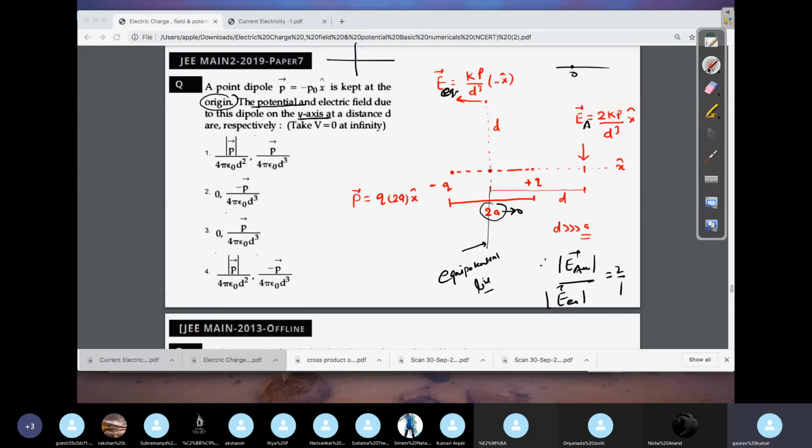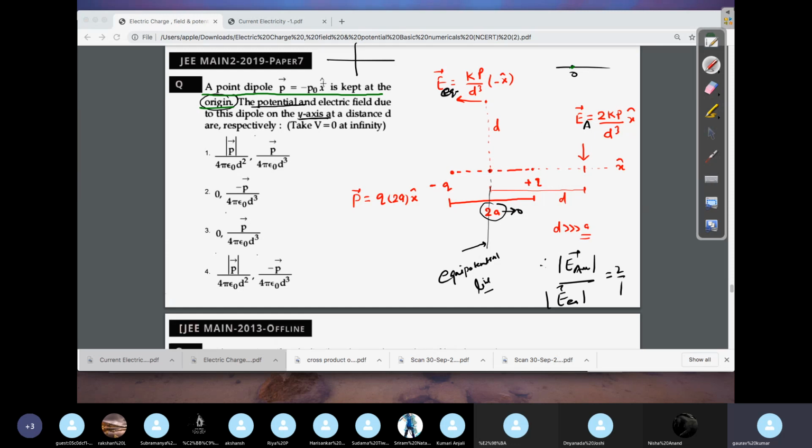What is the meaning of the statement here? It means you are treating the dipole as a point. And why can you treat the dipole as a point? Because this 2a is infinitesimally small. So you can say the dipole is kept at the origin. How is it possible to keep a dipole at the origin? It is possible because 2a tends to 0.